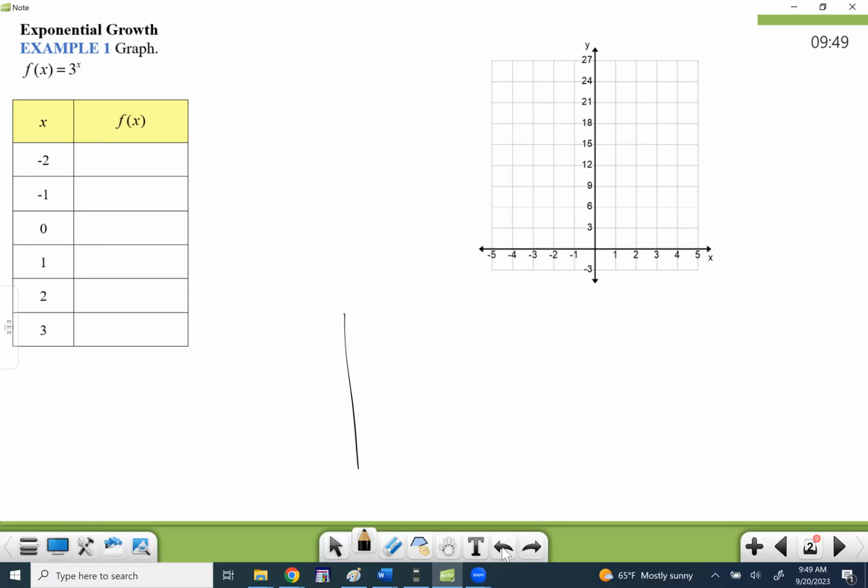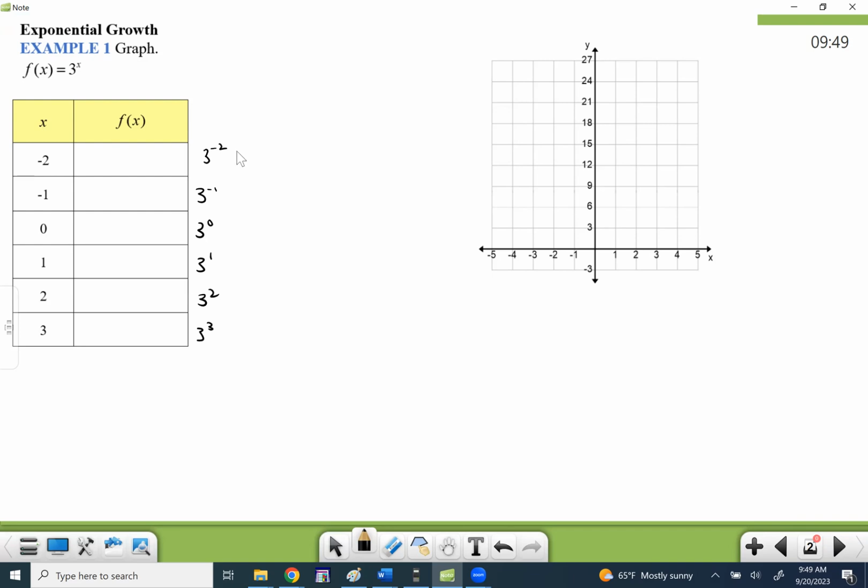Okay, so let's go in here and try. We'll start off with t-charting. That's how we start off with every graph. All right, so we're going to go ahead and do 3 to the negative 2, 3 to the negative 1, 3 to the 0, 3 to the first, 3 to the second, and 3 to the third.